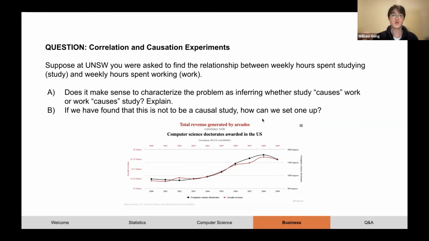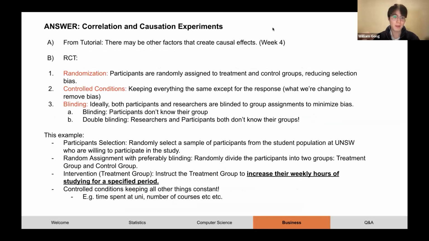Okay, so again, hope you have had a little bit of a thought for this question. So let's go into the answers. Question A, right from the tutorial: there may be other factors that create causal events. So we can't only look at these two events, and we can only think about it in terms of a correlation. The second part that I'm very interested in is how do we create a causal study?